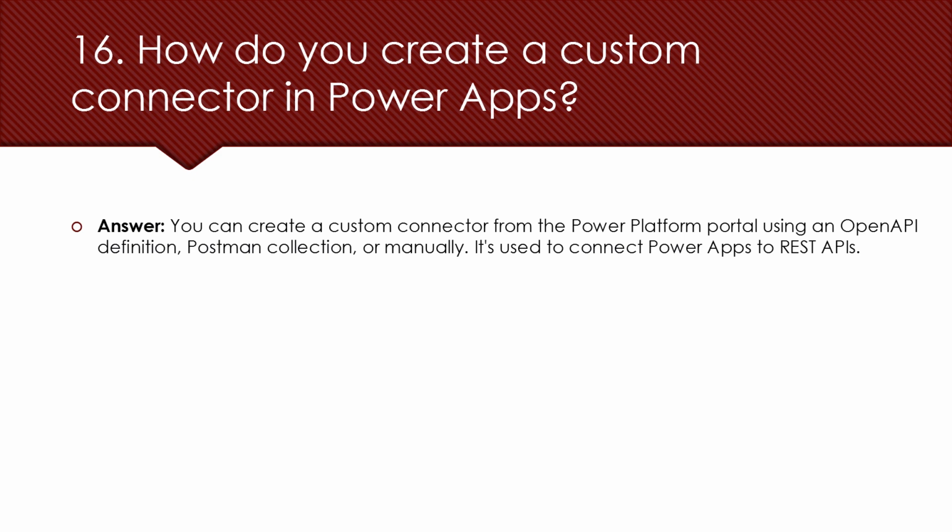So we can create a custom connector from the Power Platform using an OpenAPI definition, a Postman collection, or by creating it manually. The custom connector is used to connect Power Apps to REST APIs. So any of the APIs created for that custom connector can be utilized in Power Apps that are not built in or not supported by the existing connectors. So we can create our own connector for those REST APIs.